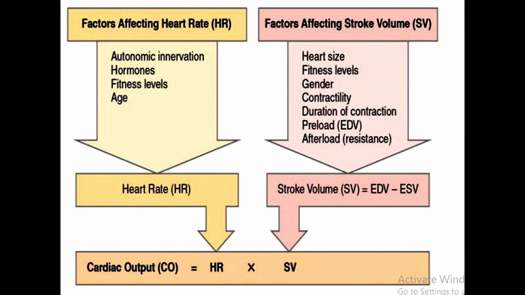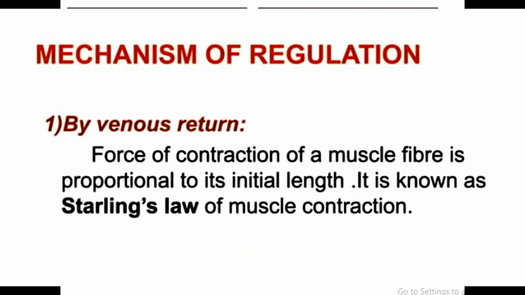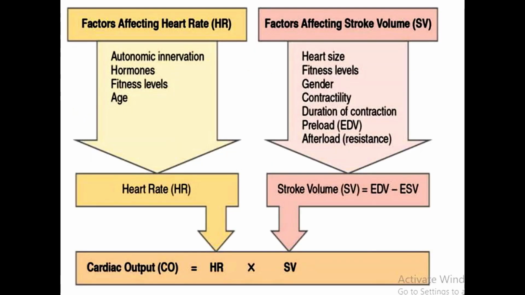Now, what are the factors that maintain the cardiac output? The cardiac output is maintained by four factors: venous return, force of contraction, heart rate, and peripheral resistance. Venous return. What is venous return? It is the amount of blood that is returned to the heart from different parts of the body. The cardiac output is directly proportional to the venous return, provided the other factors, that is force of contraction, heart rate, and peripheral resistance, are constant.